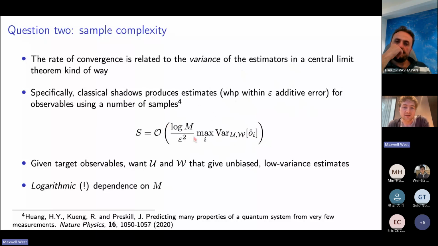And then the thing that's really small, that makes all of this work, is the fact that M, the number of observables that we can estimate, enters only logarithmically. And this is kind of awesome. This is again coming from this Hoeffding's inequality type thing, right? You want the probability of failure for a given estimate to be less than about 1 over M, right?